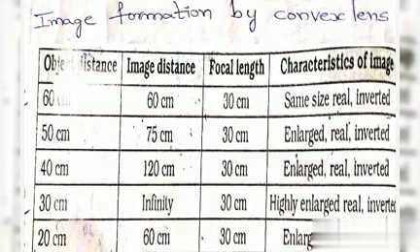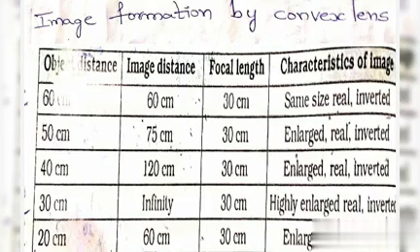Now hold the candle at 30 centimeter distance. Then move the screen front and back. No image will form on it. If you move back, no image will form. The image is formed only at a very large distance, and that is called image at infinity. Now place the candle at 20 centimeter distance. Hold the screen front and back till you get a clear image on it. At 60 centimeter distance, the image will be formed.